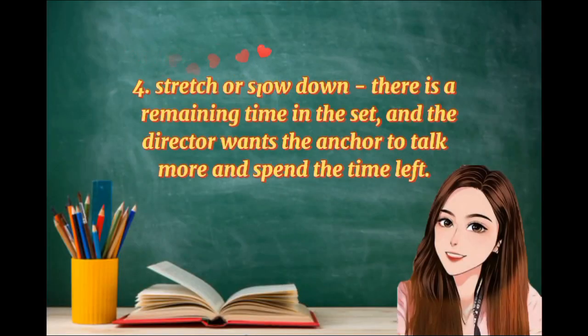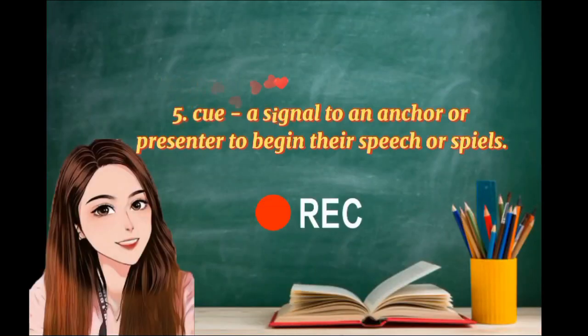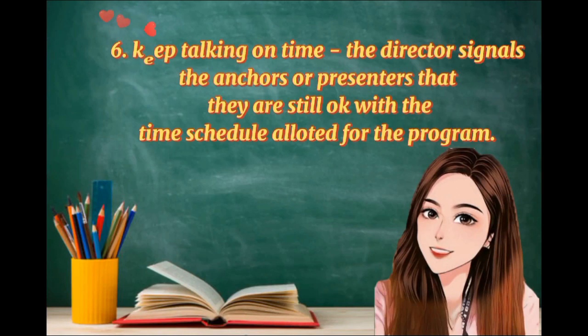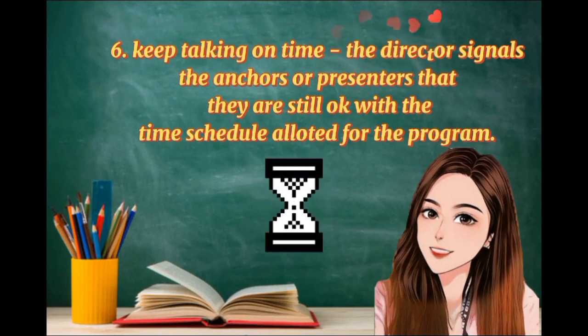Number 4. Stretch or slow down. It means that there is a remaining time in the set and the director wants the anchor to talk more and spend the time left. Number 5. Cue. This is a signal given to the anchor or presenter for them to begin their speech or spiel. Number 6. Keep talking on time.